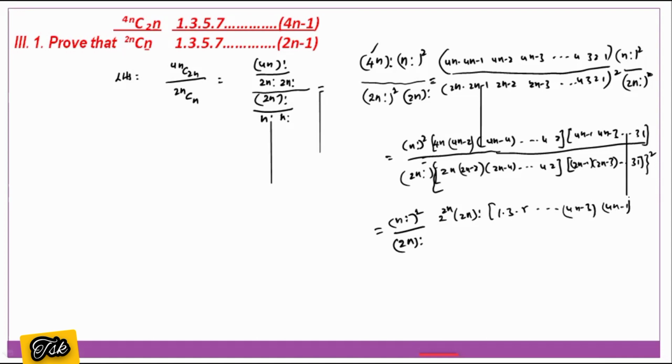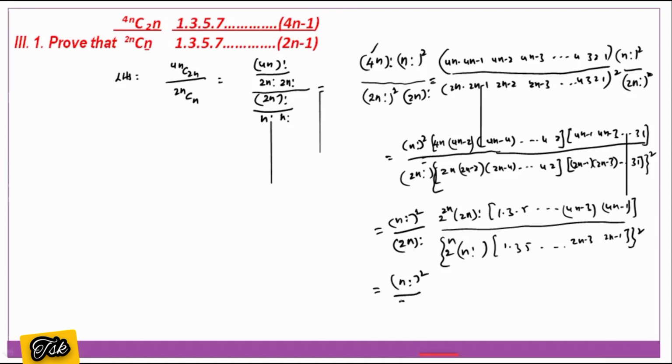Similarly, the denominator: when I take 2 common here, 2 into 1, 2 into 2, up to 2 into n. So this becomes 2 power n into n factorial. And the remaining is 1, 3, 5, and so on, (2n minus 3), (2n minus 1), whole power 2. This 2 power 2n, this becomes (n factorial) whole square by 2n factorial.